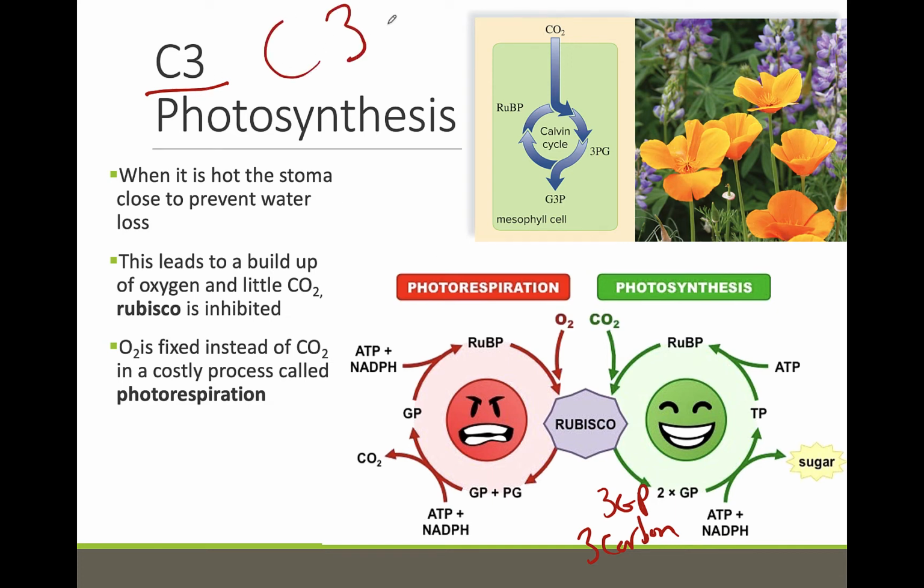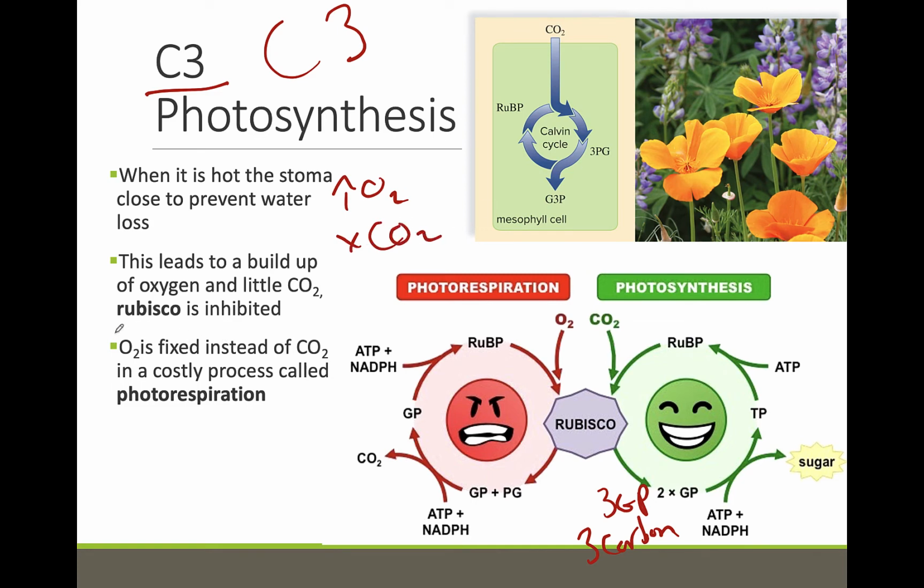This is all fine until the weather gets very hot. When it is hot, plants will close the stomata, the openings under the leaf, to conserve water. When these openings close, the leaf can no longer exchange gases. This means carbon dioxide can't get in and oxygen can't get out. As the light reaction continues, the plant will be making more and more oxygen that it can't get rid of and not getting any new CO2.